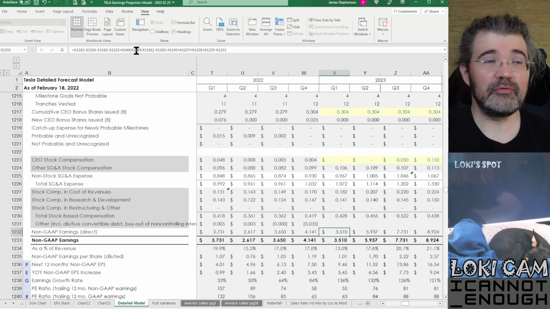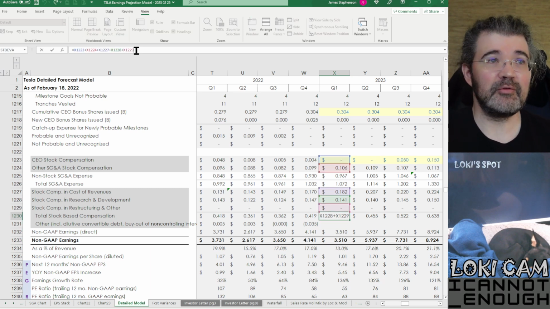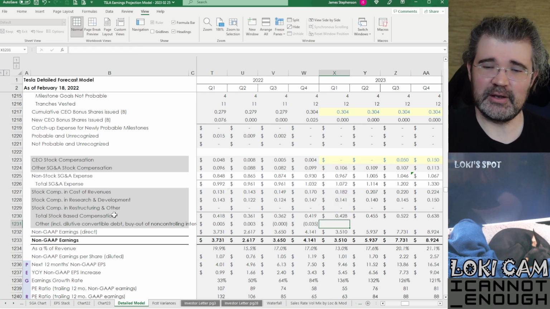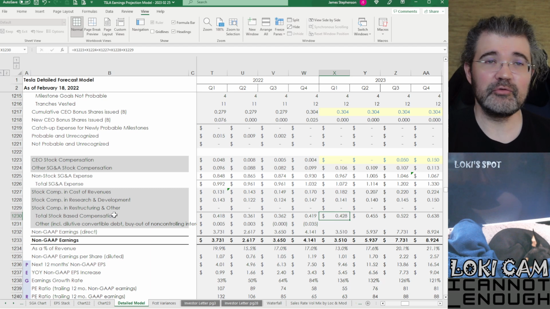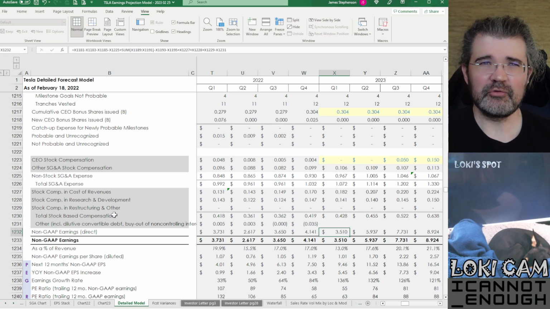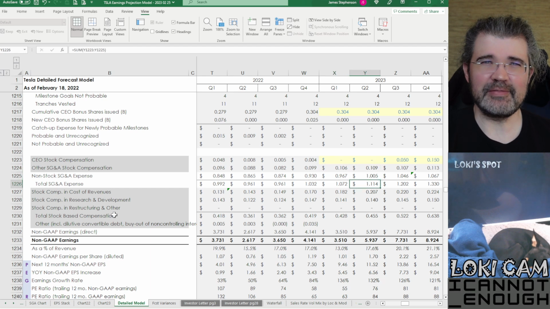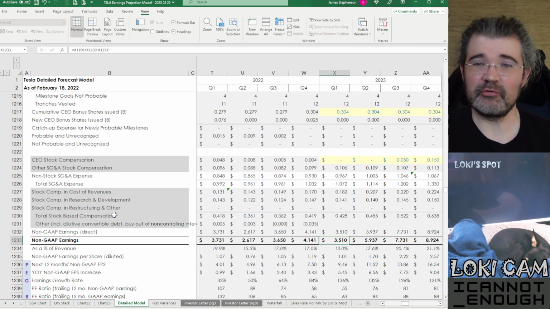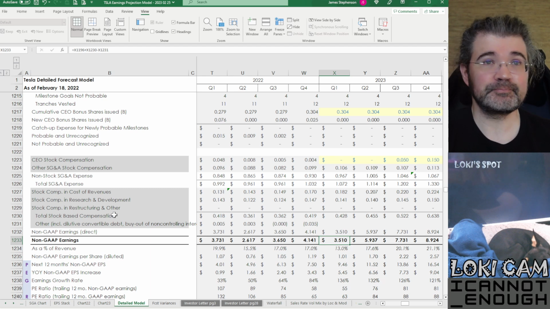And that's how you get to non-GAAP earnings. The difference between the GAAP earnings and the non-GAAP earnings is the total stock-based compensation. So the CEO stock comp, the SG&A stock comp and cost of revenues, research and development, and restructuring and other is how you get to the total stock-based compensation Tesla reports, but I forecast it at this detailed level to make sure it looks right. It doesn't look wacky or crazy versus what Tesla has reported in prior quarters.